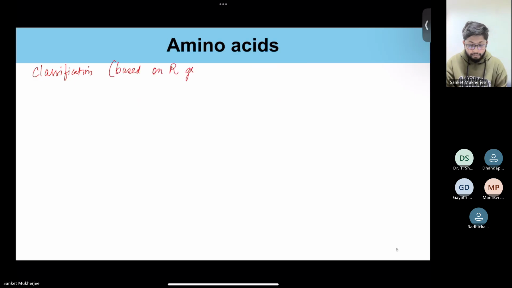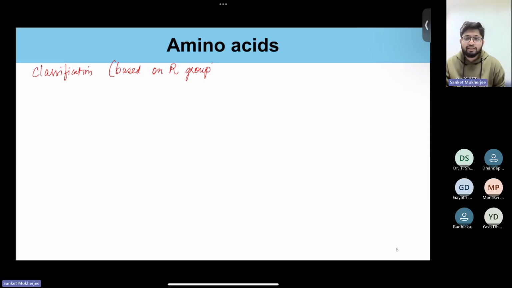So, these amino acids are usually represented either with a one-letter code or with a three-letter code. Both are equally used and are the usual convention. The first amino acid was asparagine. It was discovered in 1806 and it was isolated from asparagus.